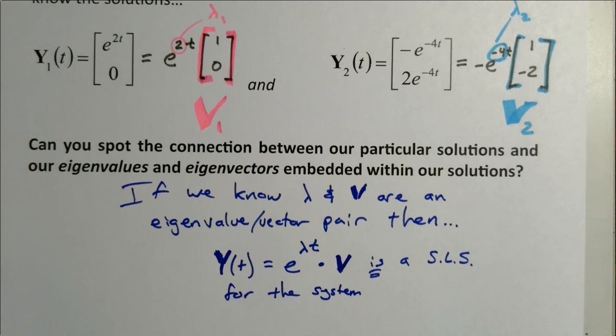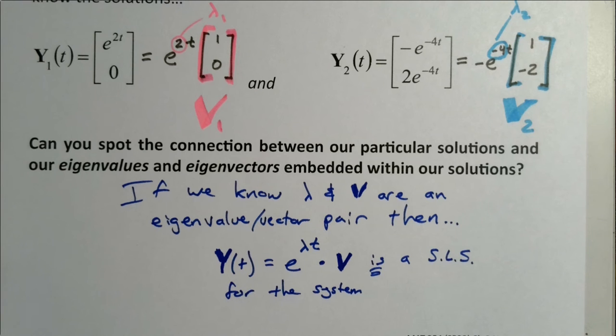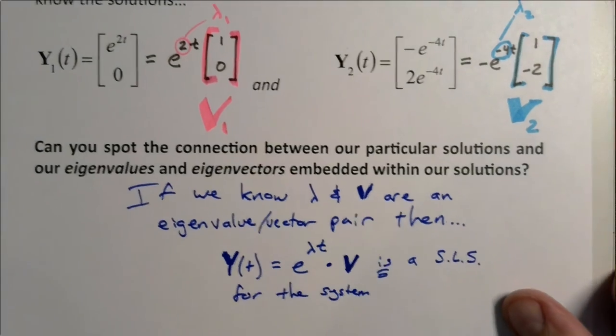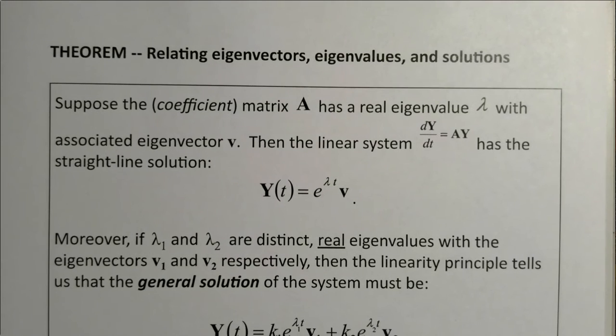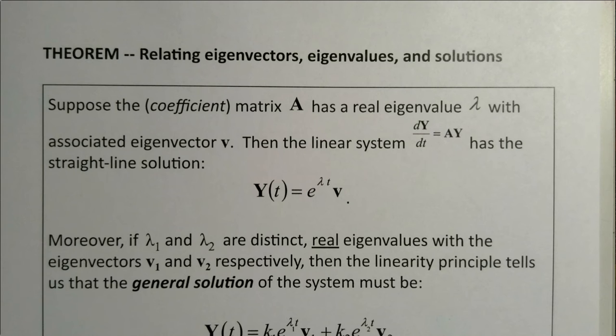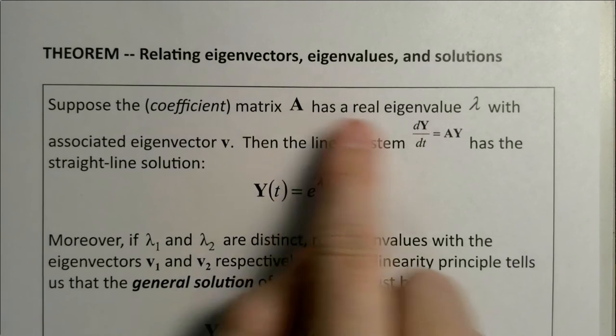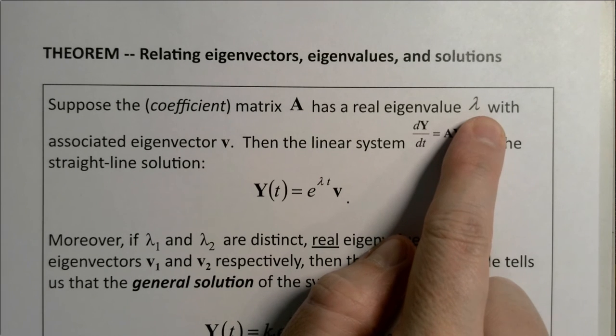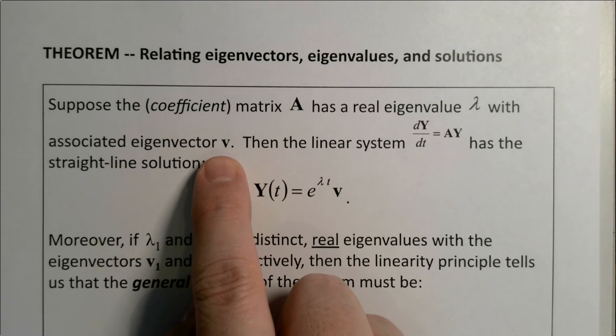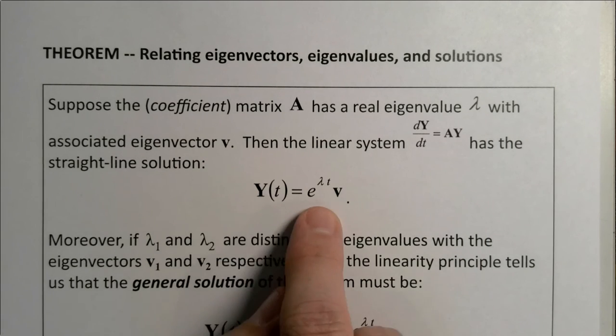We just found a way to go from what's lambda and what's the associated vector to writing the equation of the straight line solution. This is enormous. This is going to help us out tremendously. And because it's so important, it has a theorem associated with it. So on the next page at the top, we're just formulating this in a very formal way. Suppose we have a coefficient matrix A, and it has a real eigenvalue lambda and an associated eigenvector v. Then this thing is a straight line solution.